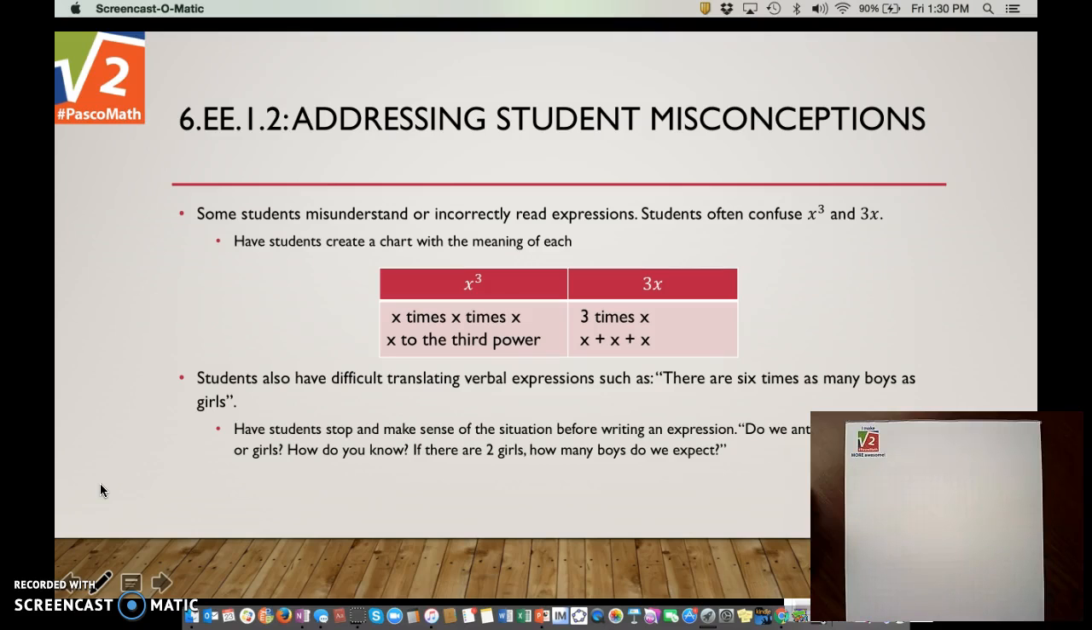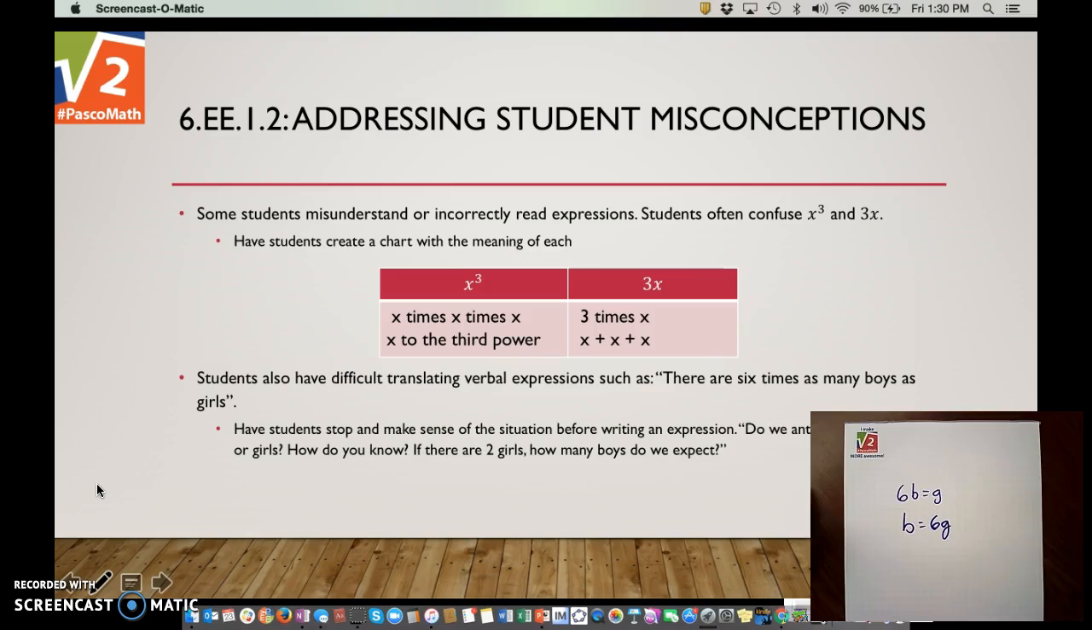Also, when translating verbal expressions to algebraic expressions, again, it's a really tough concept for students to grasp. So if you just pose that question that I have there, translate this verbal expression to algebraic: there are 6 times as many boys as girls. I guarantee in your class you'll have 6b equals g. And some might write that b equals 6g. And so you'll have those two out there as two different representations.